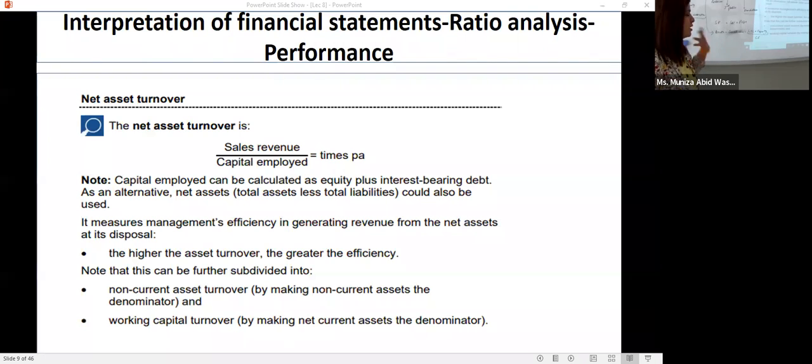Or you can use the working capital turnover ratio as well. So instead of taking capital employed, you are going to take only working capital. What is working capital? Current assets minus current liabilities. So working capital turnover is by making net current assets the denominator. What are net current assets? Current assets minus current liabilities. So again, it's at your disposal.